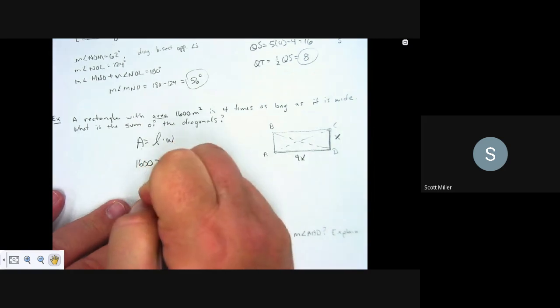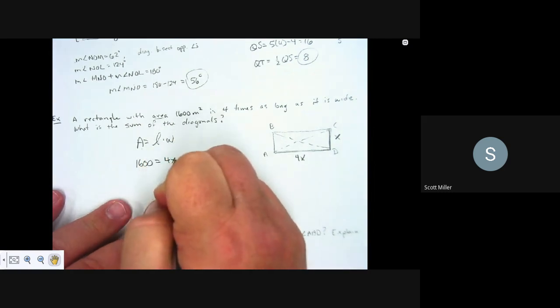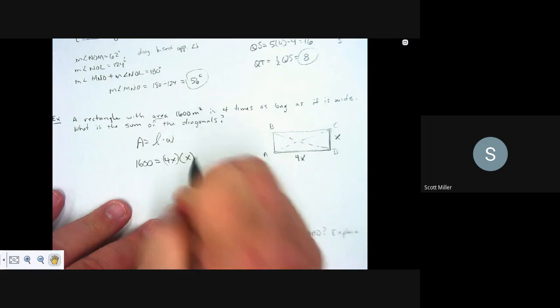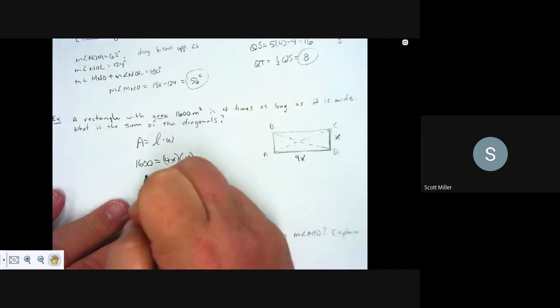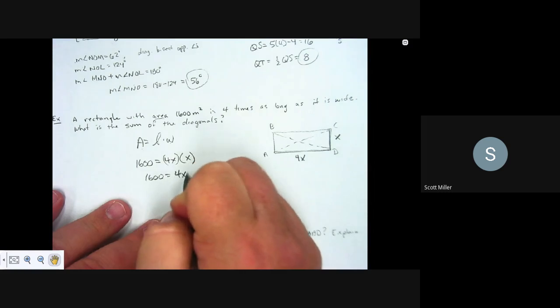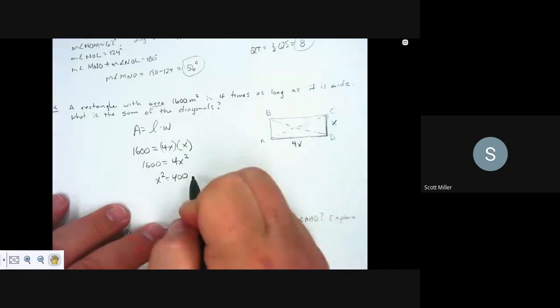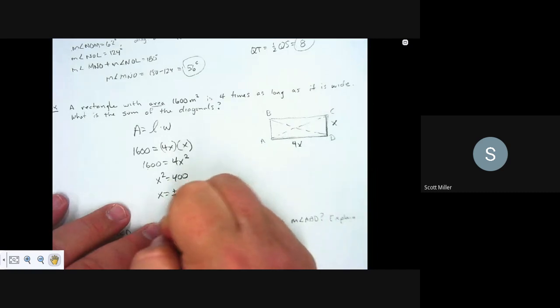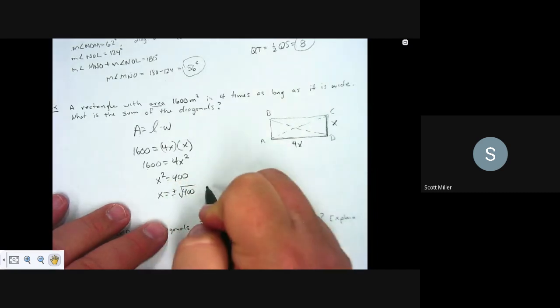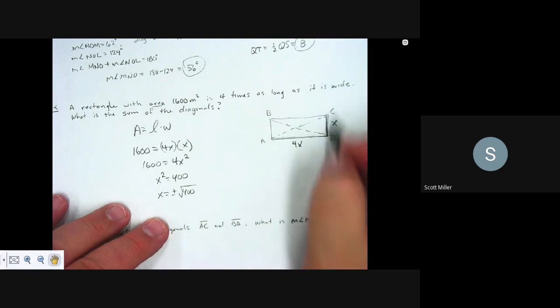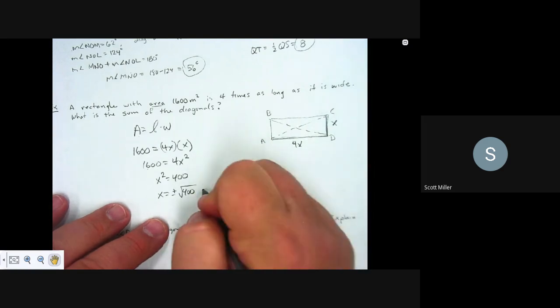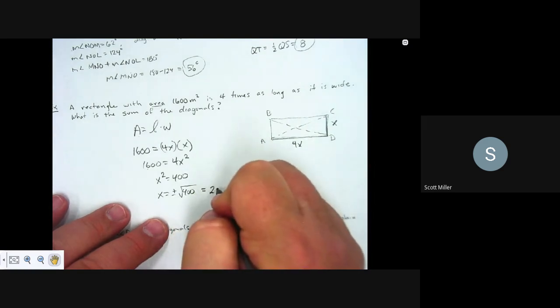So this tells me I have 1,600 is the area. This is a 4x. This is an x. And so I have 1,600 is equal to 4 times x squared. I can then solve this for x squared. Divide both sides by 4. X squared equals 400. Take the square root of both sides. So x is plus or minus the square root of 400. But you can't have a negative length. Since x is a length, we're not going to do negative lengths. So we're just going to take the positive version of this, which is going to be 20.